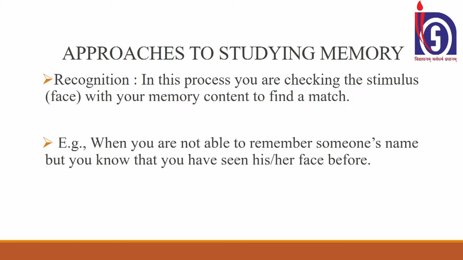I'll give you an example. In recognition, you have certain information in your brain and you are using that information to find whether the stimulus is present or not. For example, you might have encountered this situation: you met a person, and you know that this person is known to you, but you are unable to remember the name of that person.